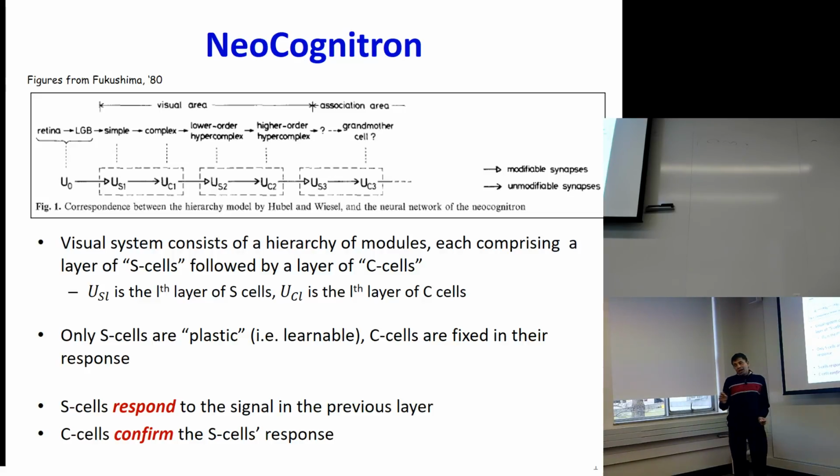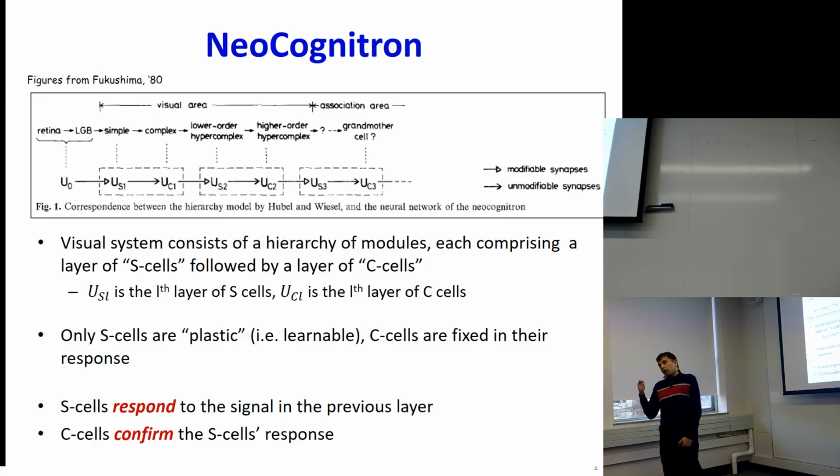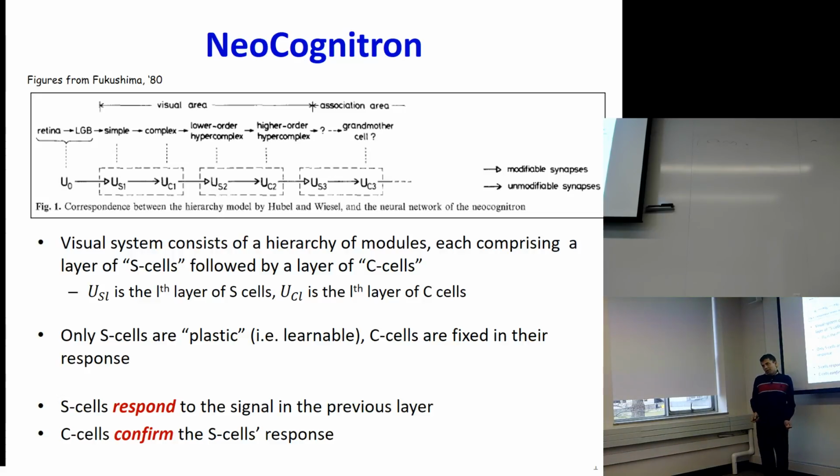Of these, only the S cells are plastic. So again, this is going back to the original observations of those guys, that you have one set of cells which learn to respond to a certain kind of stimulus, and a second set of cells that cleans up the response of the first set of cells. So in this model, the S cells are plastic, they are learnable. C cells are fixed in their response. Their only job is to clean up the response of the S cells. So S cells respond to the signal in the previous layer, C cells confirm the S cells' response, right?